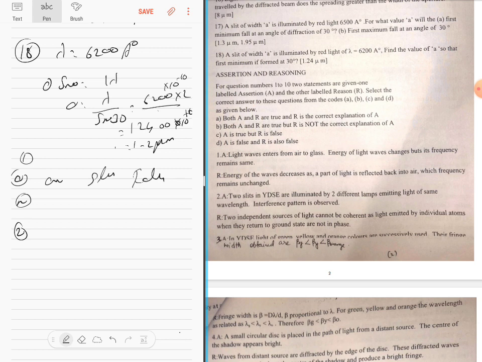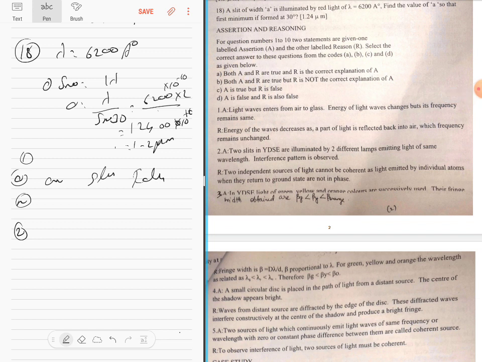So let's go to the next. The second reason, I don't know whether this reason is correct or not. Two independent sources of light cannot be coherent as... let me surf the internet once again. Two independent sources of light cannot be coherent as the light emitted by individual atoms when they return to ground state are not in phase.